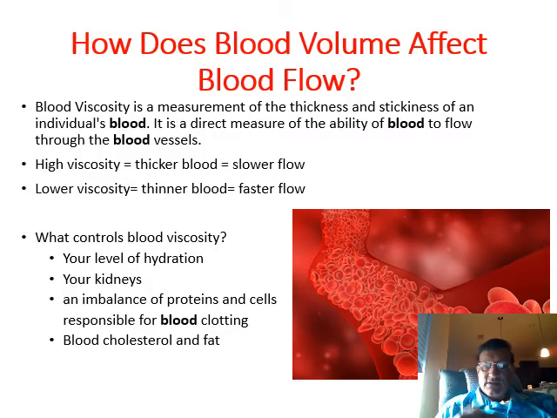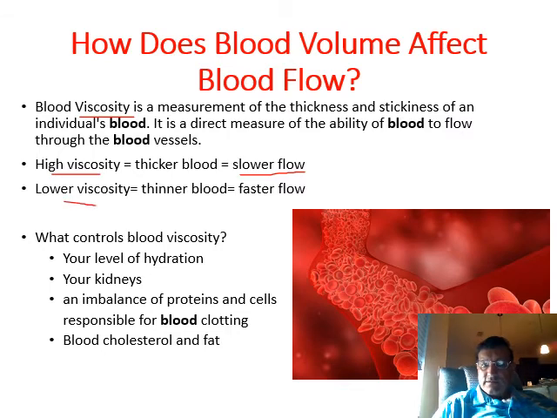So blood flow is our theme. How does the volume of blood affect blood flow? The volume of blood affects blood flow by measuring the blood viscosity, or the thickness of blood. If blood is too thick, it flows slower. If blood has a lower viscosity, so it's not as thick, it'll flow faster. So blood viscosity is a direct measure of the ability of blood to flow.